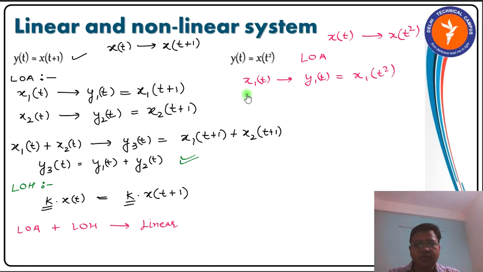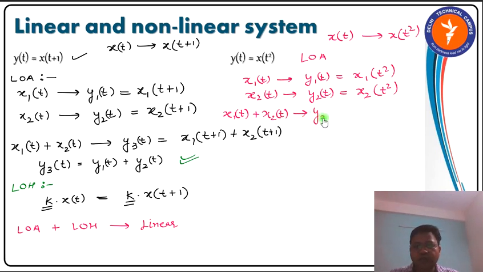Now let us calculate for x2(t). Let me say the output is now y2(t), and this is equal to x2(t) squared. Now if I excite the system with x1(t) plus x2(t), then say the output is y3(t), and it will be equal to whatever is the signal here.